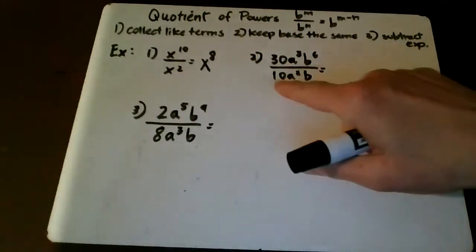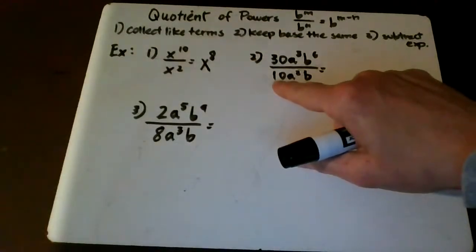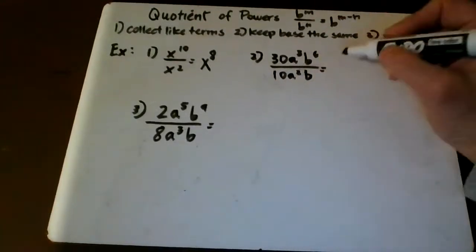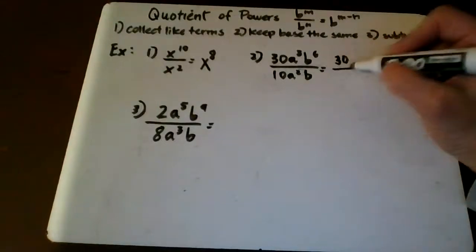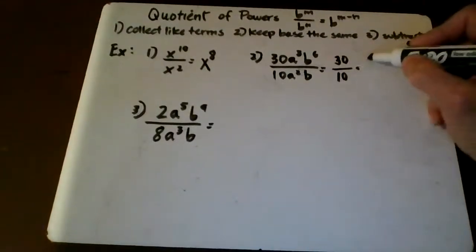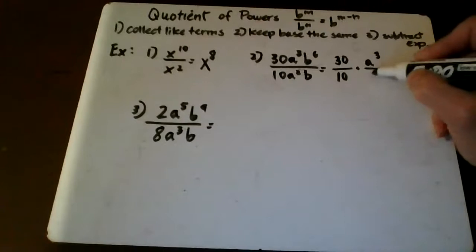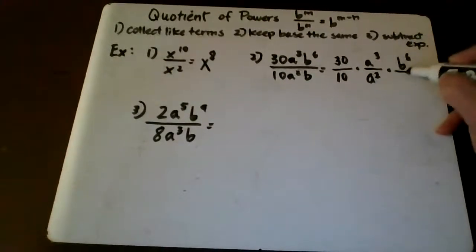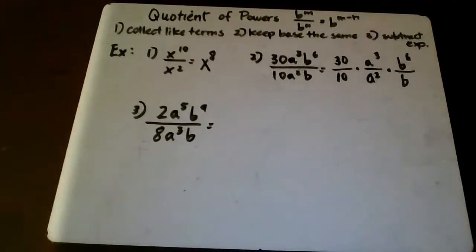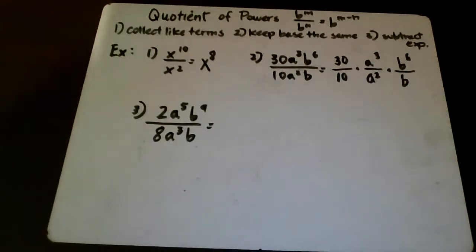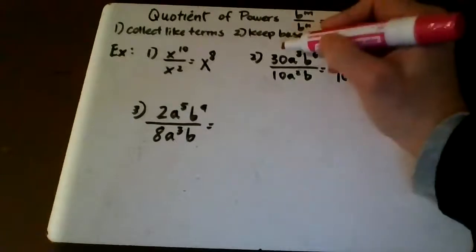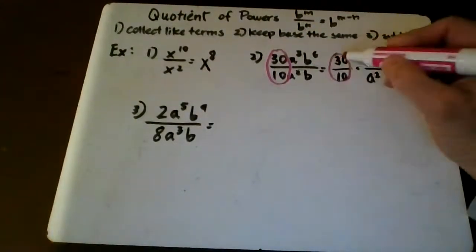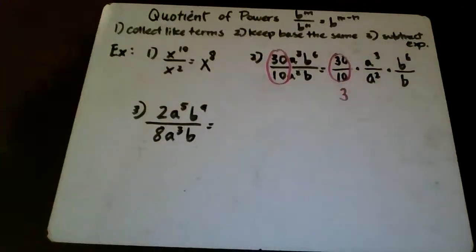So as you can see, I need to collect like terms. I have some coefficients, I have some a's, and I have some b's. So when I go to write this, I'm going to split it up into my like terms. So I have 30 divided by 10 multiplied by a to the third over a to the second, and then multiplied by b to the sixth divided by b. First and foremost, I'm going to do 30 divided by 10, and 30 divided by 10 is 3.